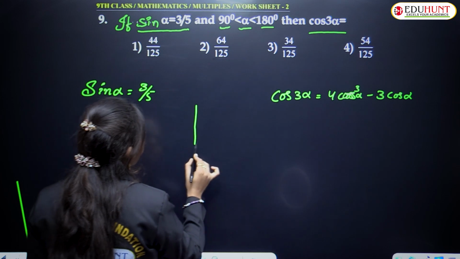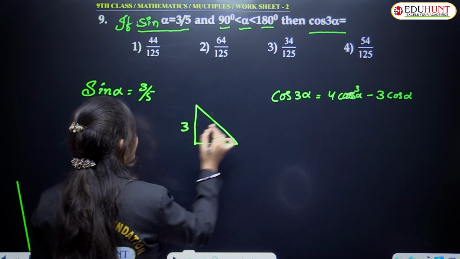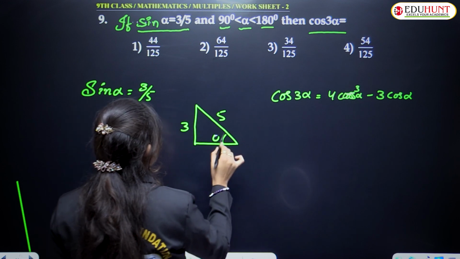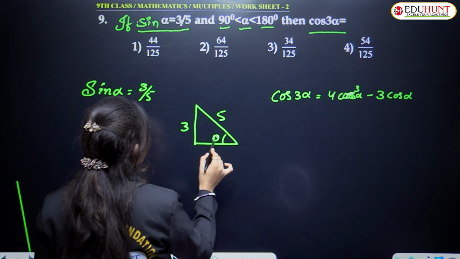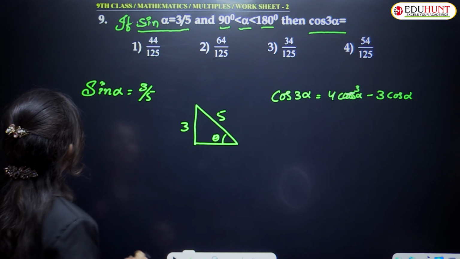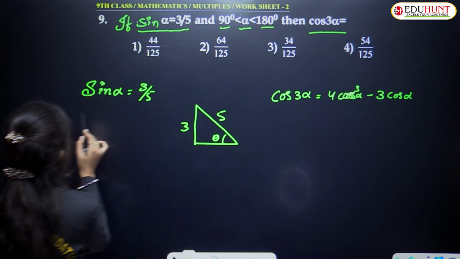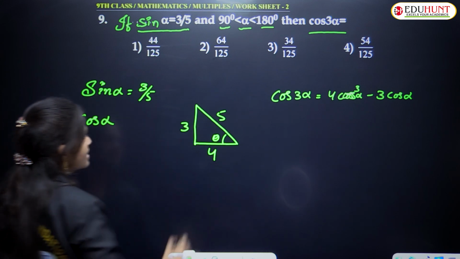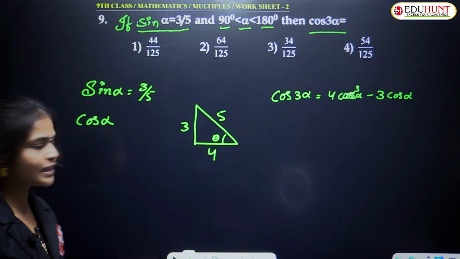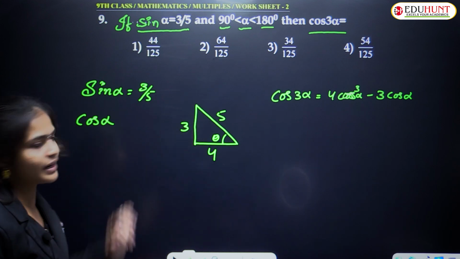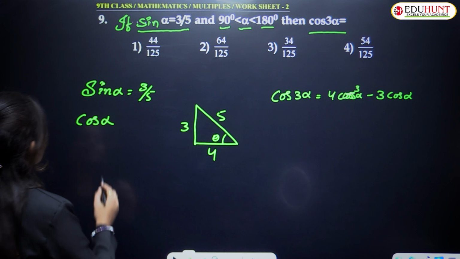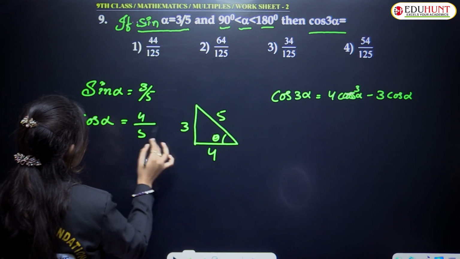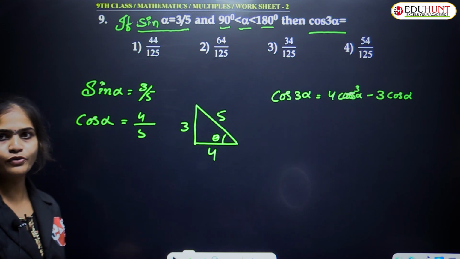So 3 by 5 is opposite by hypotenuse. So see here, sin alpha is equal to 3 by 5. What about cos alpha? Here 3 by 5 means the other side is 4 only, no? Pythagorean triplet, so 3, 4, 5. Am I clear? Now see here, cos alpha is equal to 4 by 5, adjacent by hypotenuse.